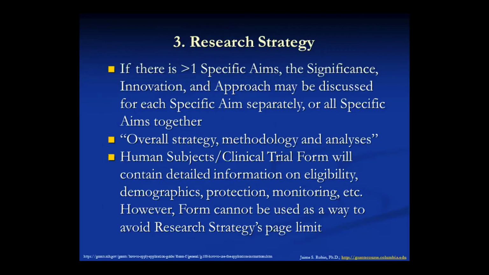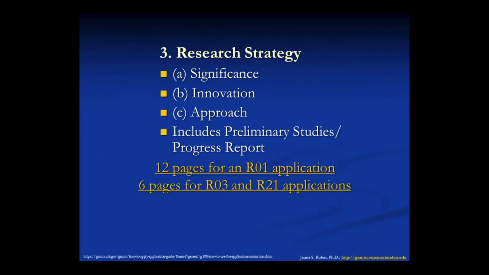Realizing that a lot of the details, if you're doing research with human subjects, in terms of the eligibility, the demographics, the inclusion and exclusion criteria, will be in the human subjects section. There are 3 main sections to the research strategy: significance, innovation, and approach. This is where you will address all of the review criteria that we just discussed. This is where you would also include the preliminary studies or your pilot data.